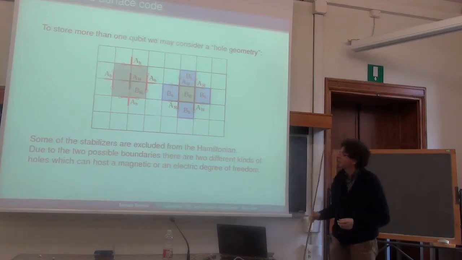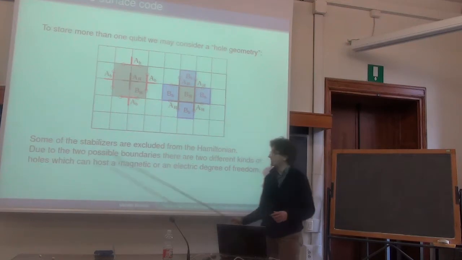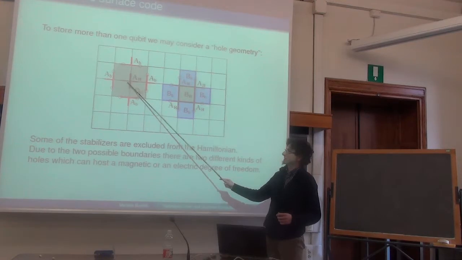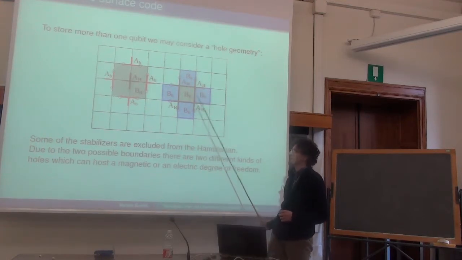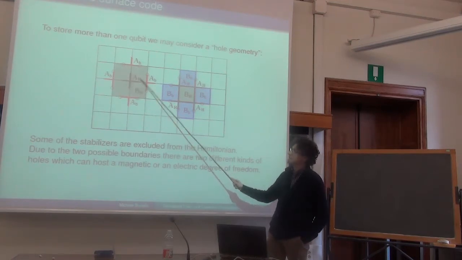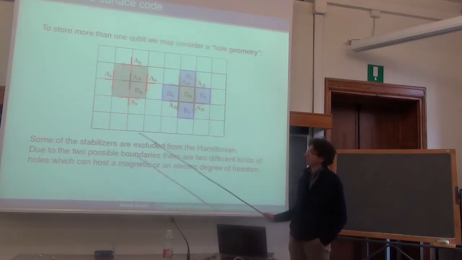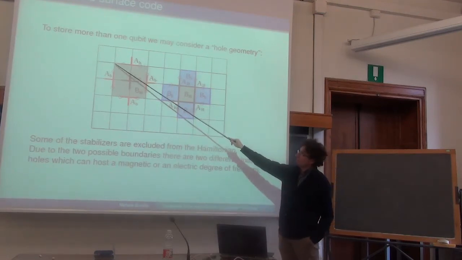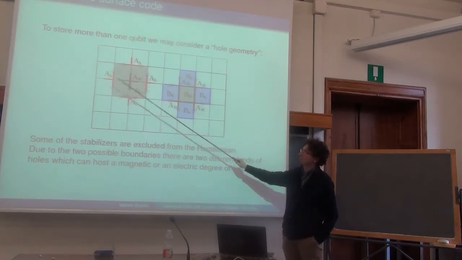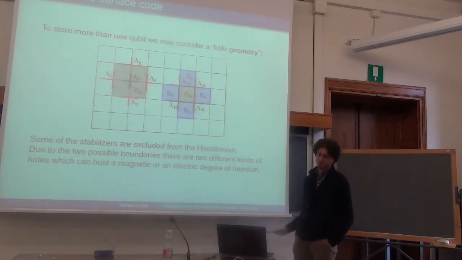So, in principle, by considering this boundary condition, we store a logical qubit, but a more convenient scenario is instead to start cutting holes inside our system. So, if I now essentially exclude from the Hamiltonian some of the stabilizers that appear in the Hamiltonian, and I modify these edges through these boundary terms that we have and that involve 3 spins instead of 4.